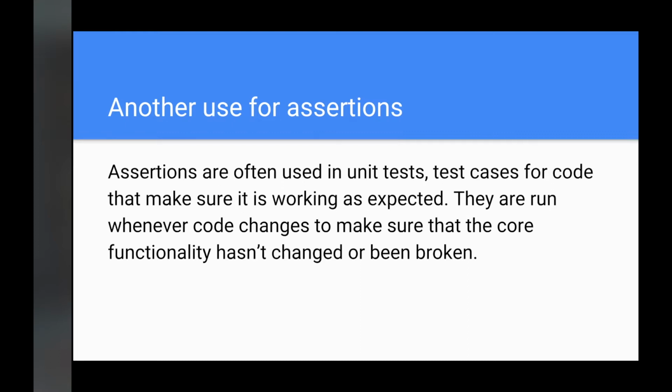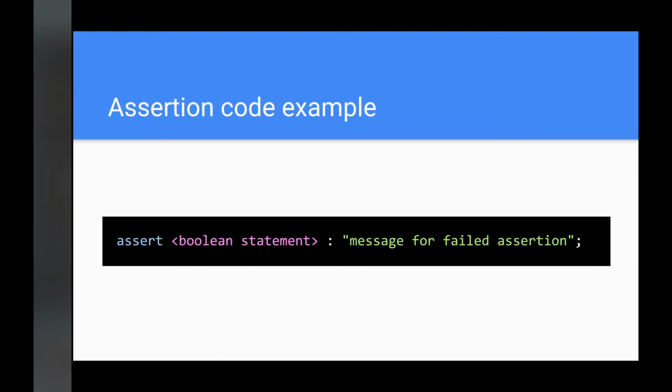I haven't really decided yet, but unit tests are important whenever you're working with a large code base because it keeps the code correct as maybe multiple people change it over time. So this is an assertion code example. It's assert and then a Boolean statement and then a colon with a message for the failed assertion.